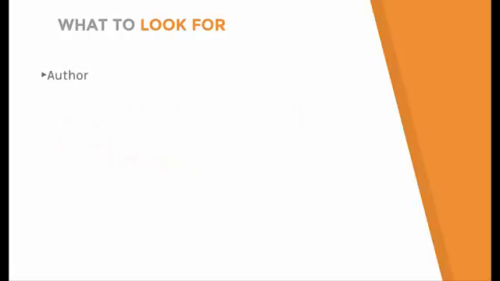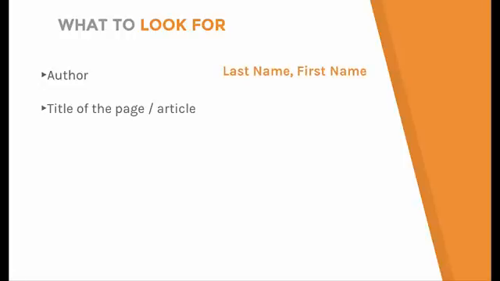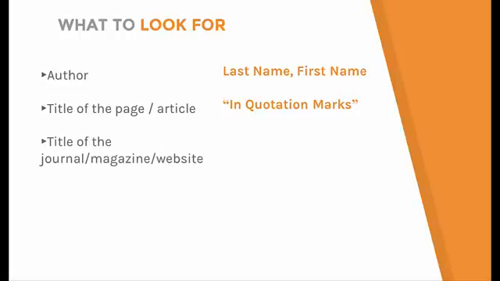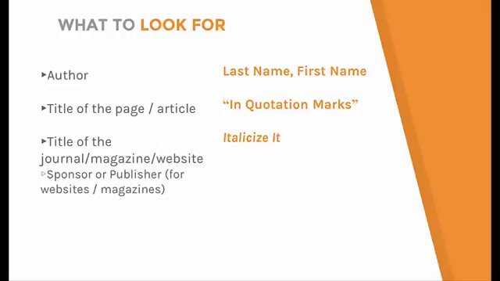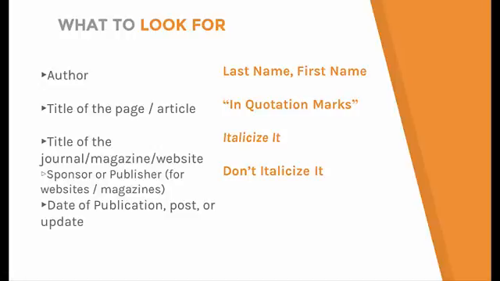First of all, the author, which you'll type with the last name, comma, first name. Then, the title of the page or article, which you'll write in quotation marks. Next, the title of the journal or magazine, which you'll write in italics. If the journal or magazine has a sponsor or publisher, you'll include that as well. Then, the date of publication, post, or update, and you'll format the date with the day, month abbreviated, and year.